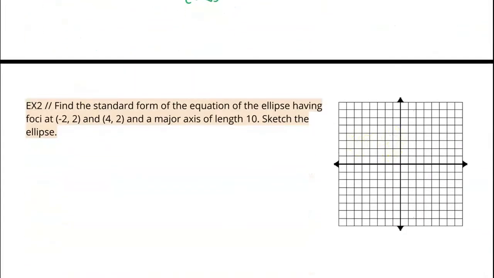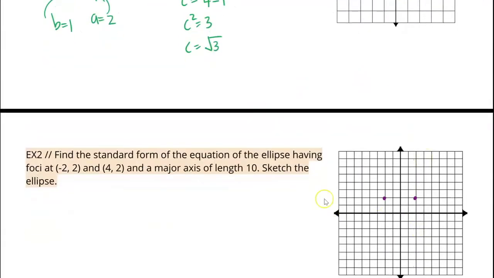Let's see example 2. So now we're given some information about one. We're going to write the standard form and then sketch it. So here are the foci, -2, 2, go the right way, and 4, 2. Because the foci are left and right of each other instead of vertical like this one, this is going to be a horizontal ellipse. And then the major axis has a length of 10. So I know my major axis is 2 times a, and that's got to equal 10. So my a value is going to be 5.